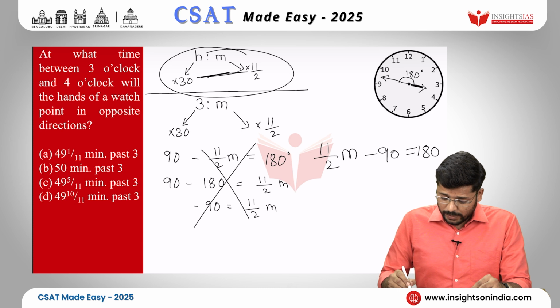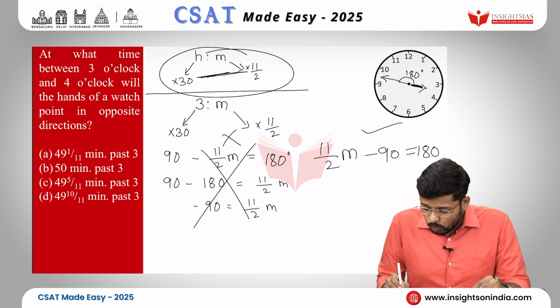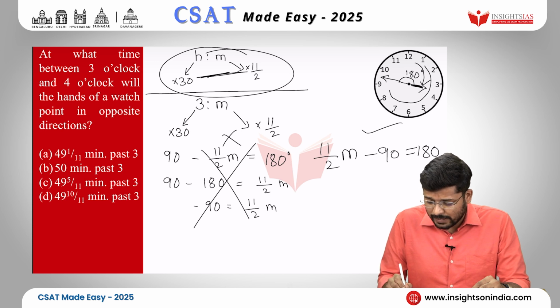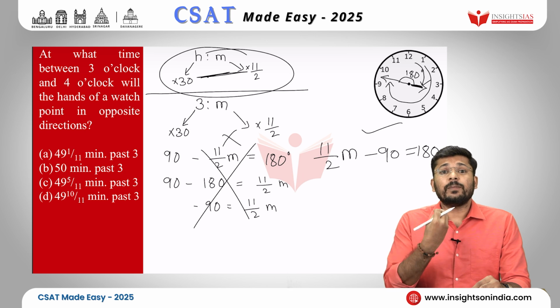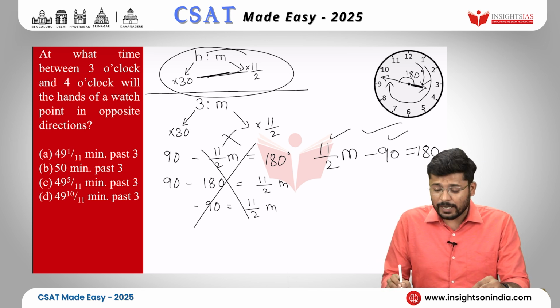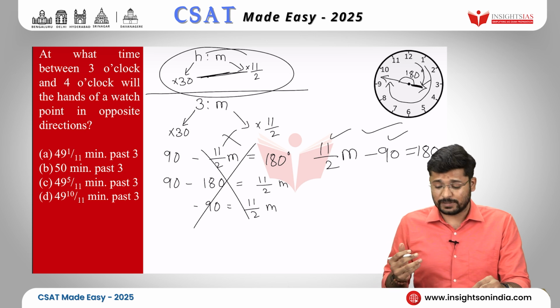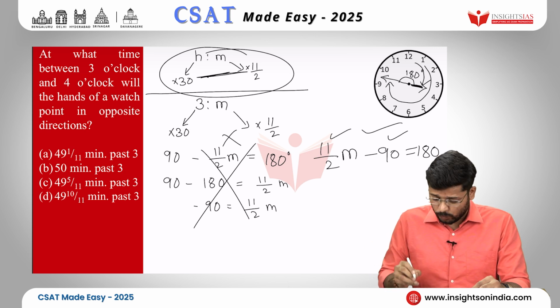Okay, why exactly do we need to do this and not the other way around? The answer is simple. Look at the hour hand. The hour hand has traveled this far, but the minute hand has traveled this far. So the minute hand has traversed more distance, so its product would be more than the hour hand's. So we will do 11 by 2m minus 90 is equal to 180.